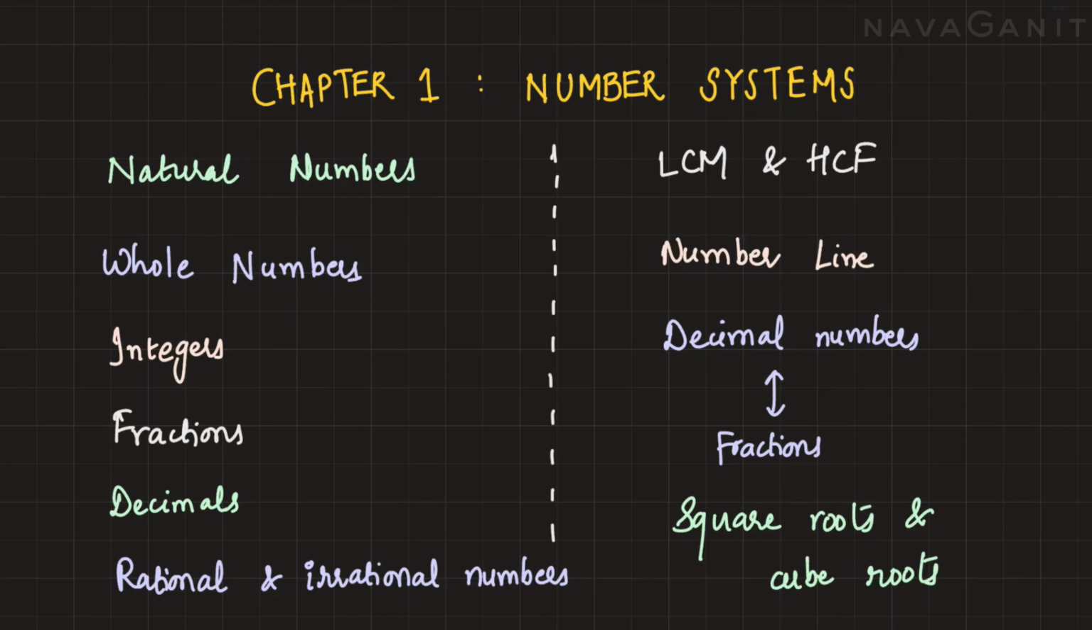Hi folks, let us begin by understanding about number systems. Let's first begin by brushing up about topics such as natural numbers, whole numbers, integers and fractions. Then we'll see in detail about decimals, rational and irrational numbers, LCM and HCF, how to represent all these numbers on a number line, convert decimal numbers to fractions and vice versa, how to calculate square roots and cube roots.